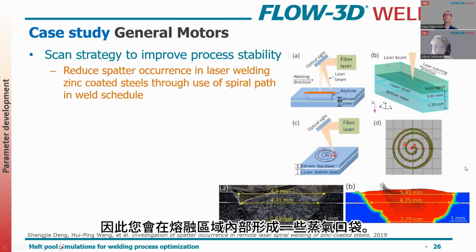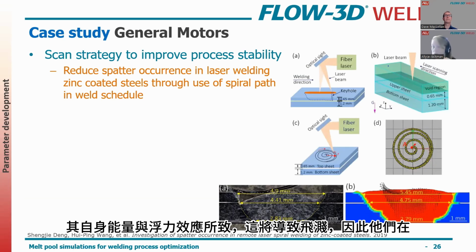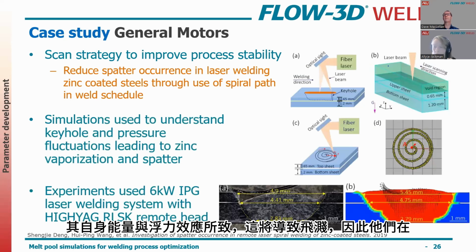So you get these vapor pockets that will form inside the molten steel. And of course, they want to rise. They want to get out of that molten steel due to their own energy and their own buoyant effects. And that will result in spatter.